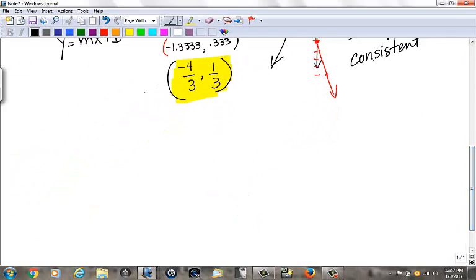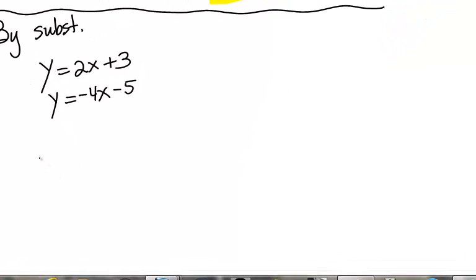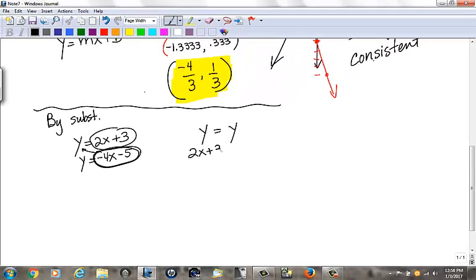substitution. Draw a little separator there, and I'm just going to abbreviate it by substitution. Okay, they gave us y equals 2x plus 3 and y equals negative 4x minus 5. So I've already got y by itself, so I'm going to substitute that in for y. Or another way to say that, y equals y. Substitute this in on one side, this in on the other side. So you'd have 2x plus 3 equals negative 4x minus 5. And solve. So add 4x.